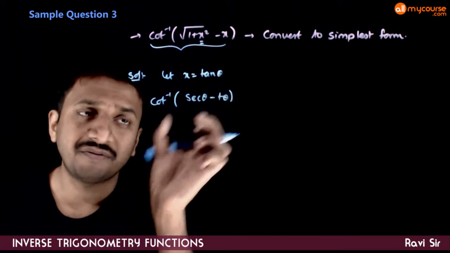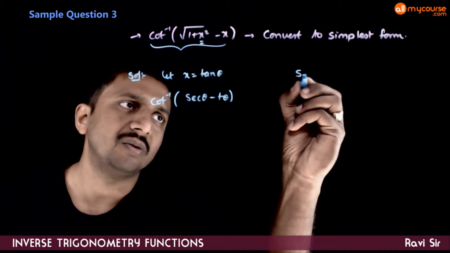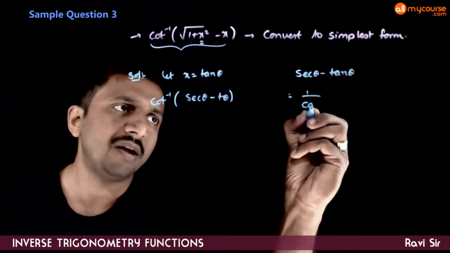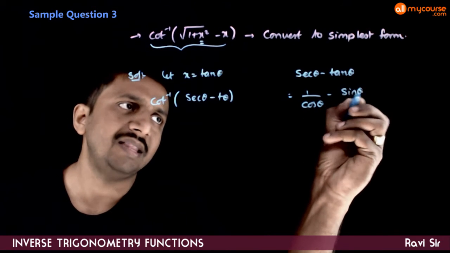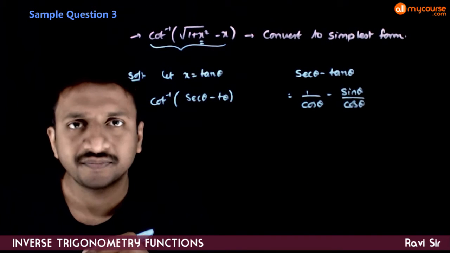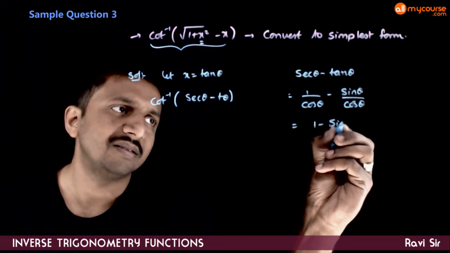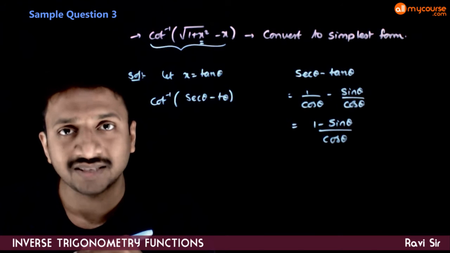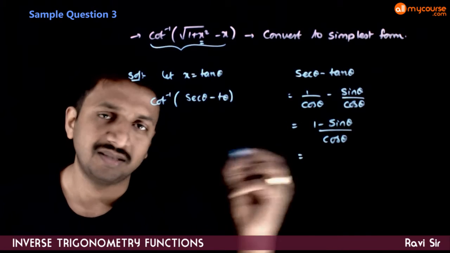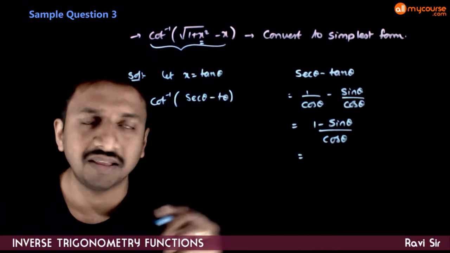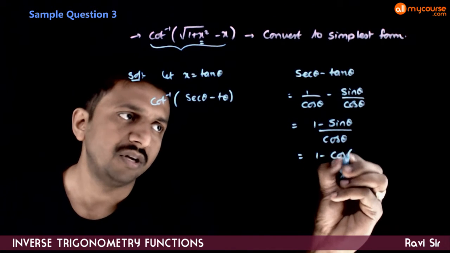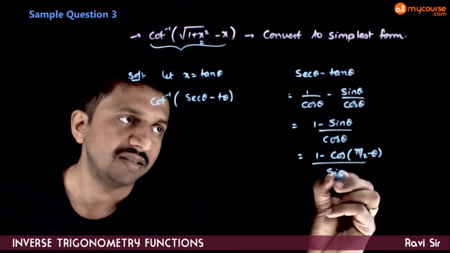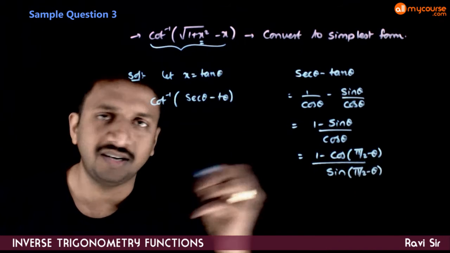Now let us try to simplify secant theta minus tan theta. Secant theta minus tan theta is nothing but 1 by cos theta minus sin theta by cos theta, which is 1 minus sin theta by cos theta. So what is 1 minus sin theta? I can write this as 1 minus cos of 90 minus theta, and cos theta can be written as sin of 90 minus theta.